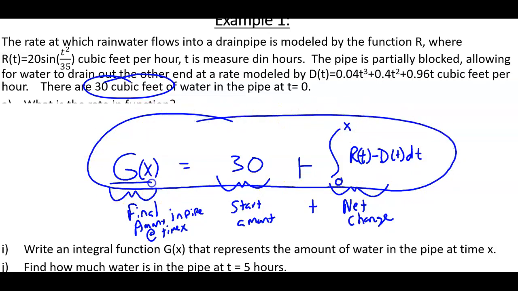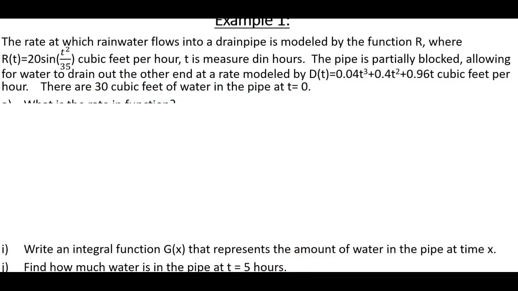So you have your g of x, that's the final amount, is equal to the starting amount plus the net change from your start time to your finish time, which in this case is x. And on the inside, we have our rate in minus our rate out. All right, let's go ahead and take a look at the next question.